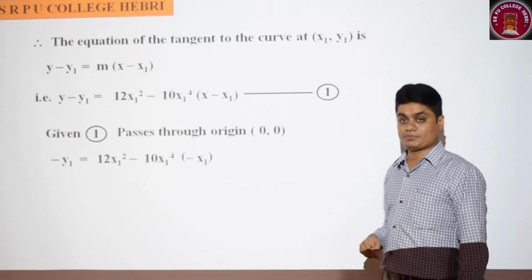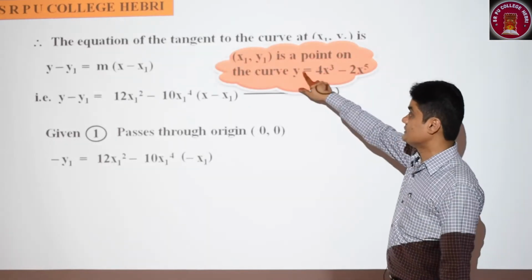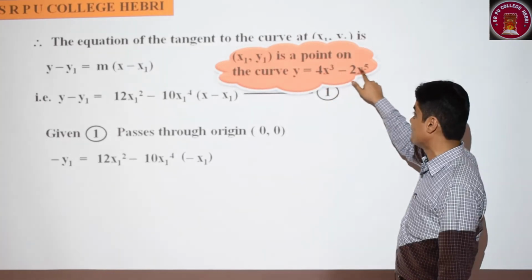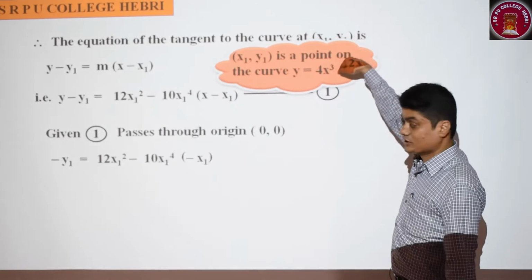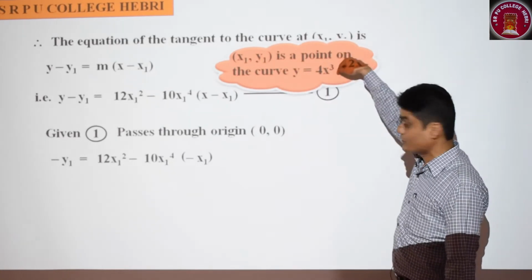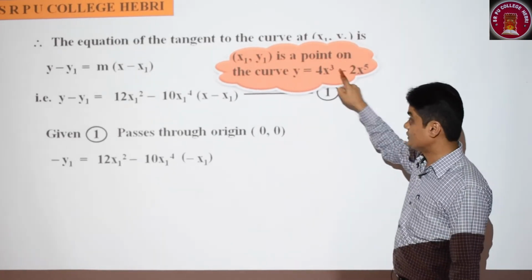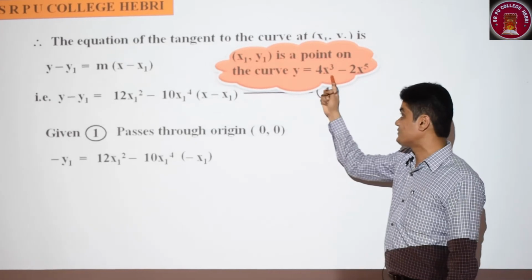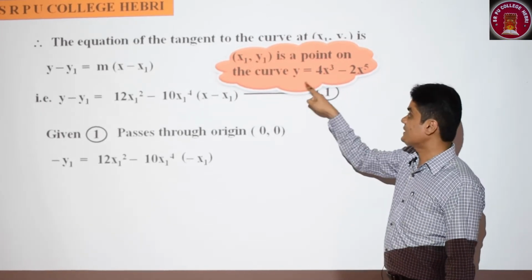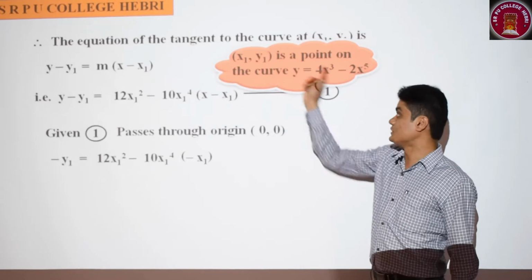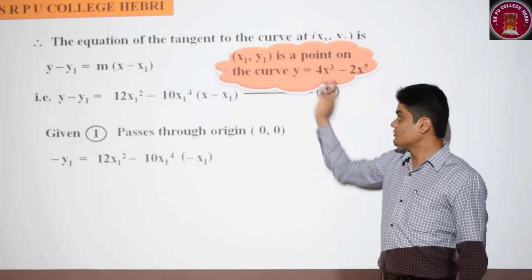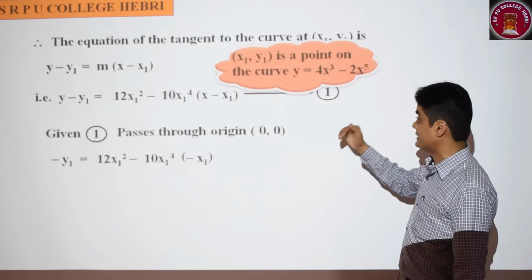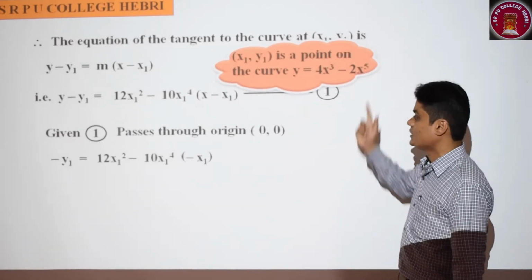Now use the given problem. What is given? The curve y is equal to 4x cube minus 2x to the power 5. The required point is also a point on this curve. So definitely this x1, y1 will satisfy this equation. When you replace x by x1 and y by y1, this equation is satisfied. So if you replace x by x1 and y by y1, what will you get?